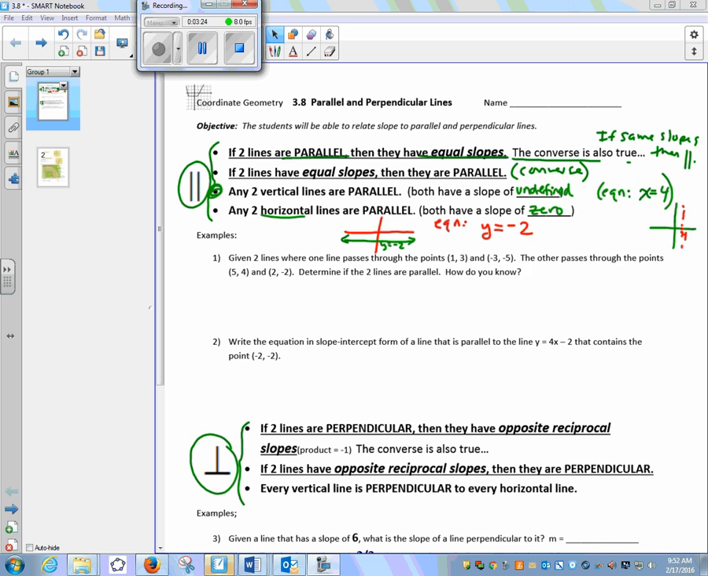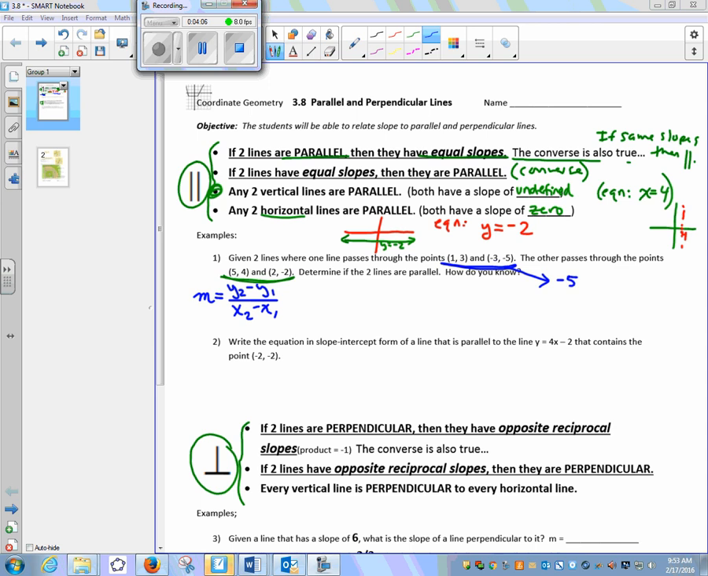So, given two lines where one line passes through the points (1, 3) and (-3, -5), and the other passes through the points (5, 4) and (2, -2), determine if the lines are parallel. Okay, so we've learned the slope formula already. The slope equals y2 minus y1 over x2 minus x1. So if we do that for both of these sets of points, we can find the slope of each line and then compare them.